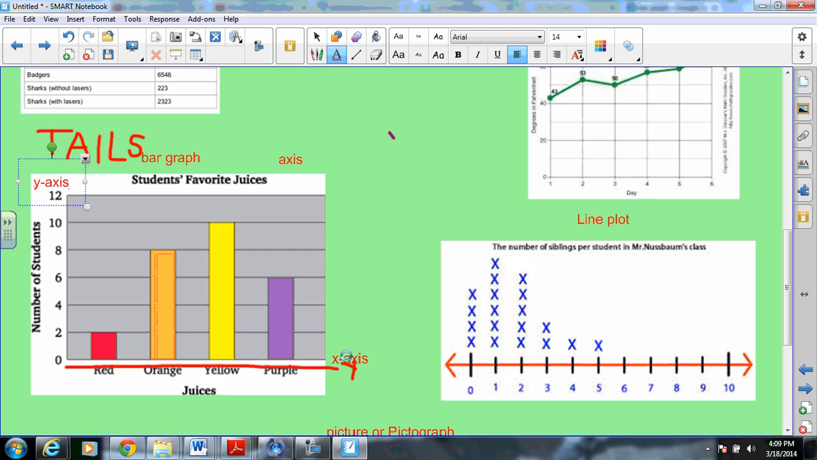Then we have something called labels. Another word for it is subtitle. Labels tell you what the numbers stand for here and what the categories are, what types. So you see the number of students. These numbers represent the number of students who voted. And then we have juices. That tells you what these things are. They're not just colors, they are types of juices.